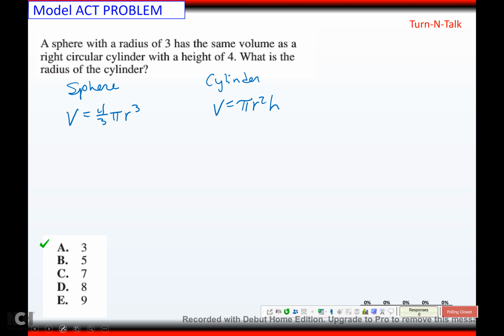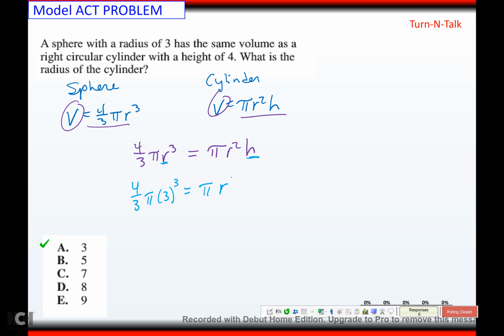And it tells me that these volumes are the same. So if these are the same, then this has to equal this. So I can say 4/3 pi r cubed of the sphere has to equal pi r squared h of the cylinder. And I'm going to plug in what I know. And I know that the sphere has a radius of 3. So 4/3 pi times 3 cubed. And that has the same volume as a right cylinder with a height of 4. So here I replace the radius, and here I'm going to replace the height with 4.